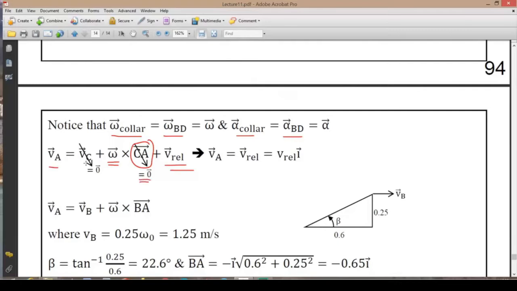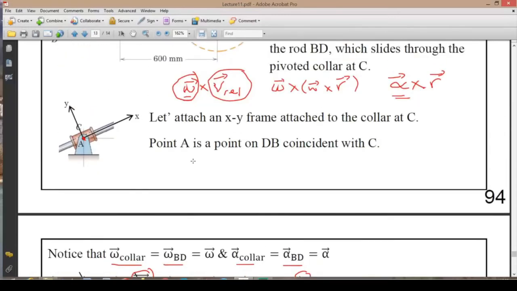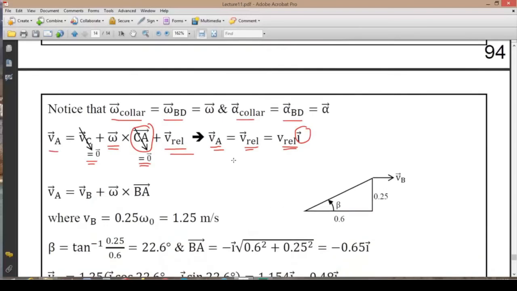And then velocity of C, as it's a fixed location, is equal to 0. And we result in saying that velocity of A point is equal to the relative velocity defined, which is V relative in the I direction. We could have actually written out the equation for a different point around here, but it wouldn't give us any more information. What we got here is that velocity of A point, and it's a point on the rigid body, is equal to V relative.